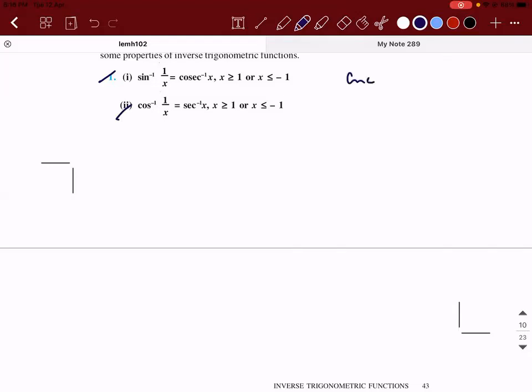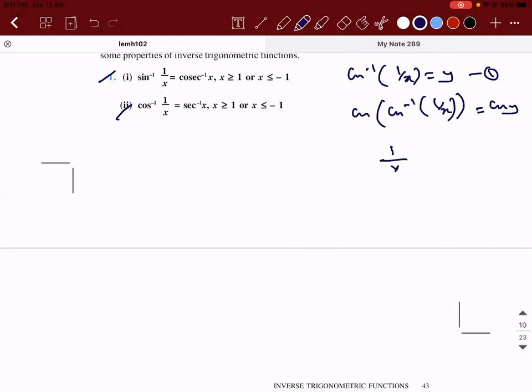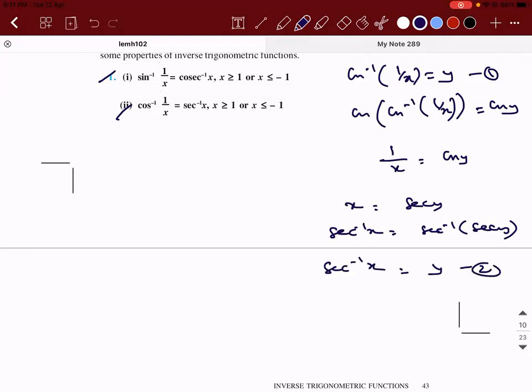So these are the steps. Cos inverse of 1 by x, you will assume it to be y. Take it as equation number 1. So cos inverse of 1 by x is equal to y, which means cos y is 1 by x. But x will be equal to secant y. So secant inverse x is equal to secant inverse of secant y, which is y. Take this as 2. From 1 and 2, you can say cos inverse 1 by x is secant inverse x. Okay. Now you can ask me a question.